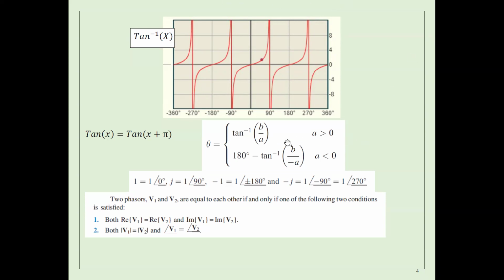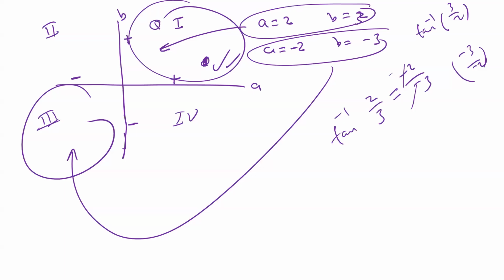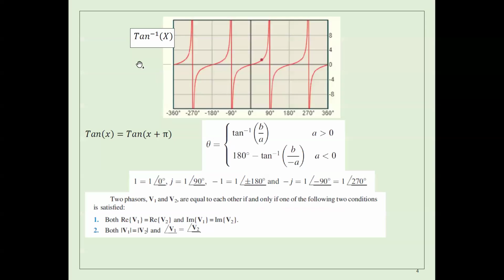If A is positive, just put A here. B can be positive or negative, it doesn't matter. Just use your calculator to calculate this one. But if A is negative, multiply by negative here to make it positive, and B can be positive or negative, it doesn't matter. It's similar to what you have. But here you have to subtract this part from 180. Again, this is because of the problem I explained here, so that it is the first quarter or the third quarter, something like that.